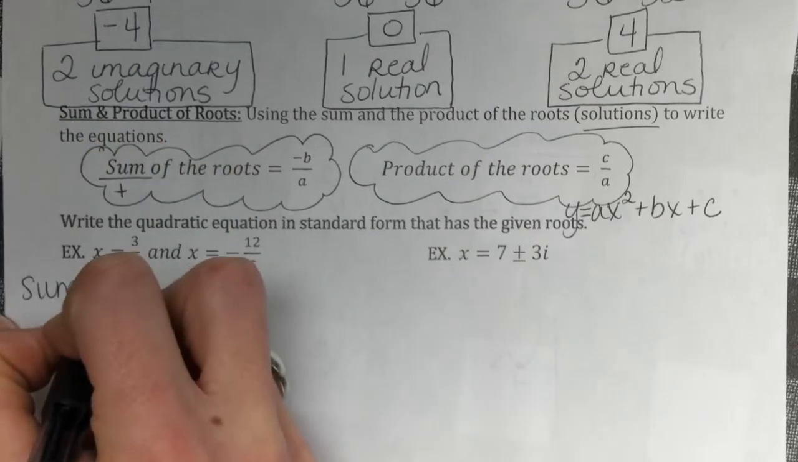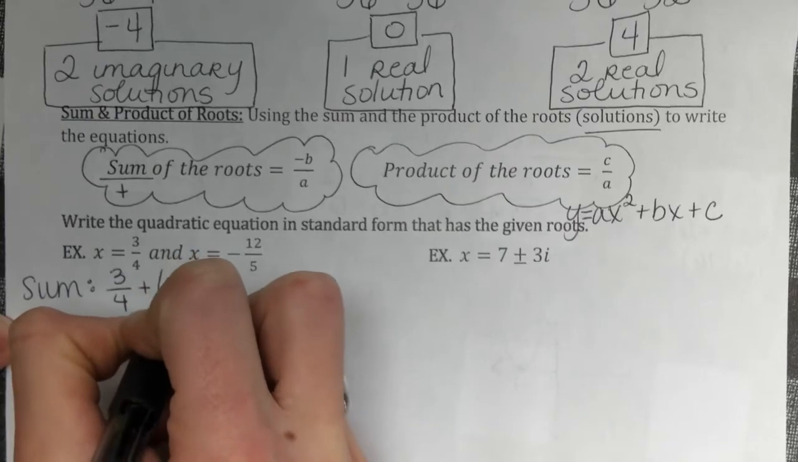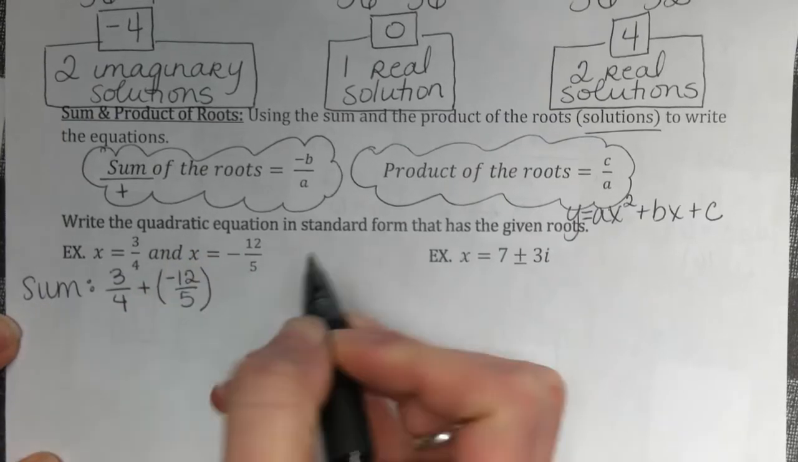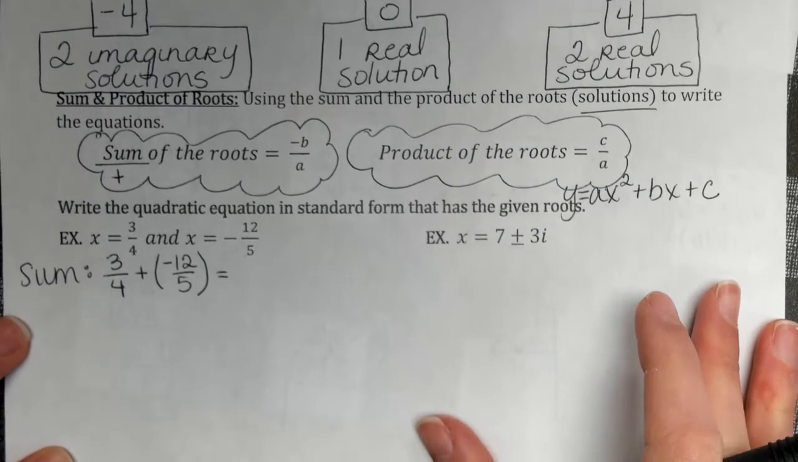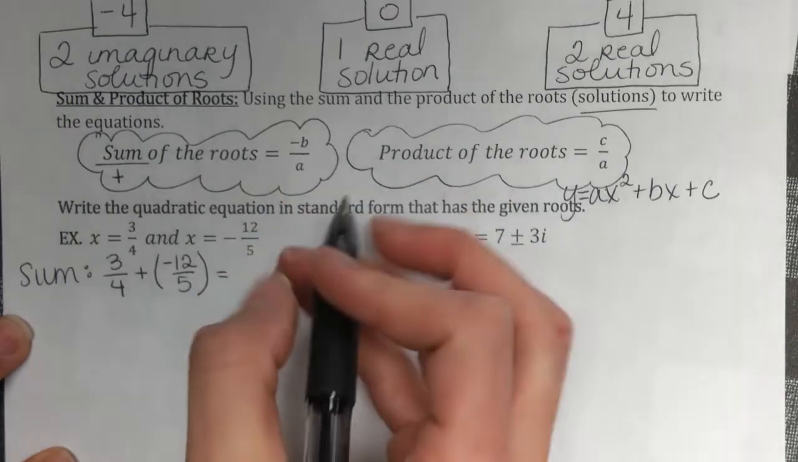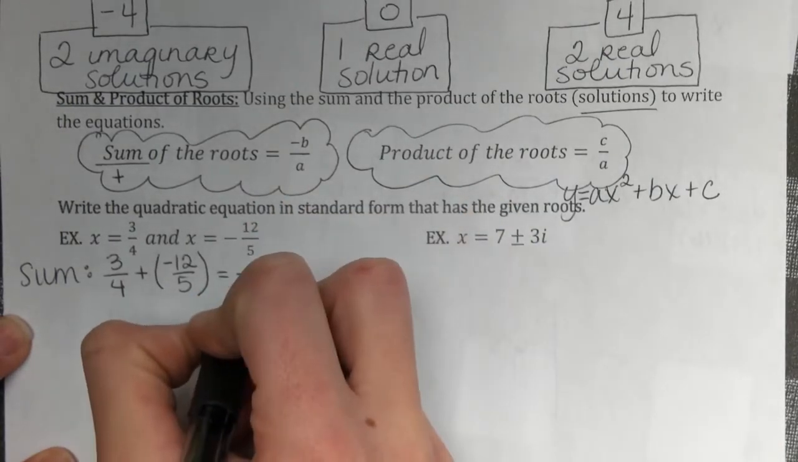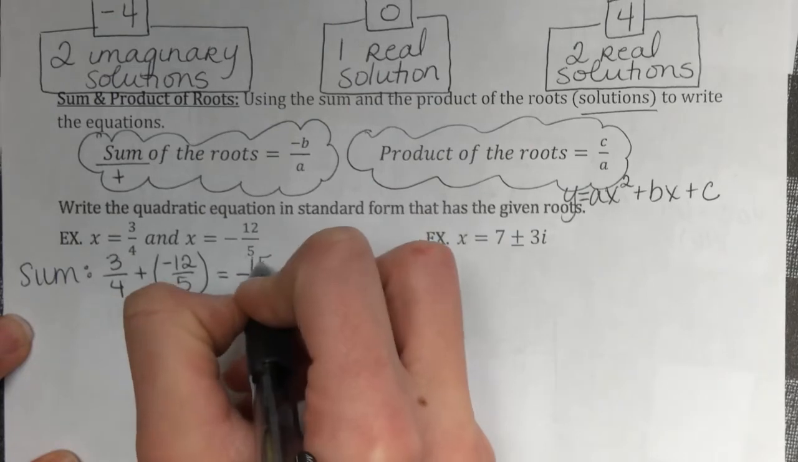Okay, so I'm taking 3/4 and I'm adding a negative 12/5. Okay, well, they don't have common denominators. I need to make them have common denominators. So between a 4 and a 5, what would they be? 20. So 3/4 I need to multiply by what to get a common denominator of 20? So 3/4 will turn into 15/20.